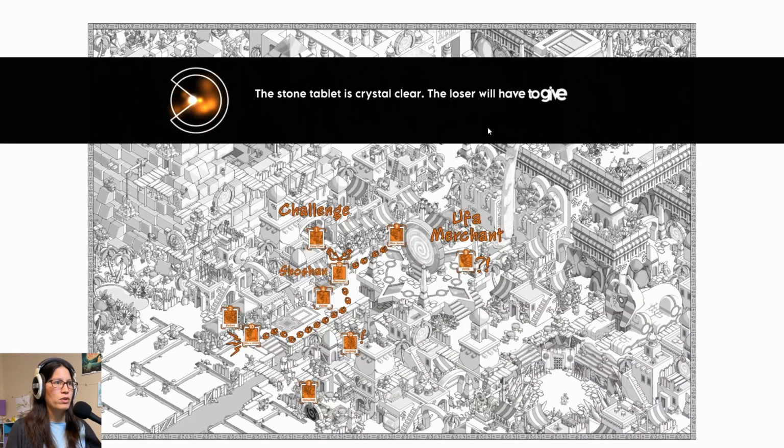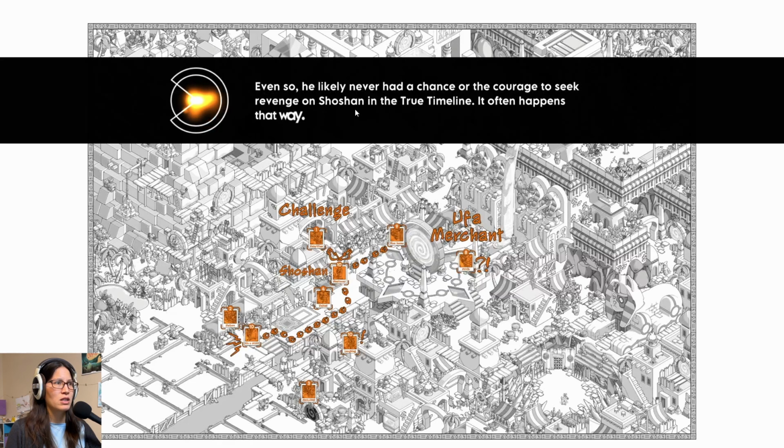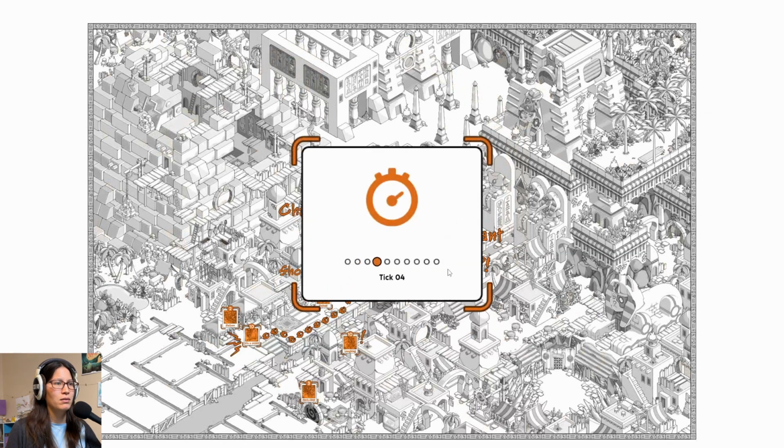The stone tablet is crystal clear. The loser will have to give his stall to the winner. Ufa has just lost everything. Oh no! I must admit he seems like a nice guy despite his love for goats, and he doesn't deserve such a fate. Not in this ruthless age. Even so, he never had the chance or the courage to seek revenge on Roshan in the true timeline. It often happens that way. Aww.